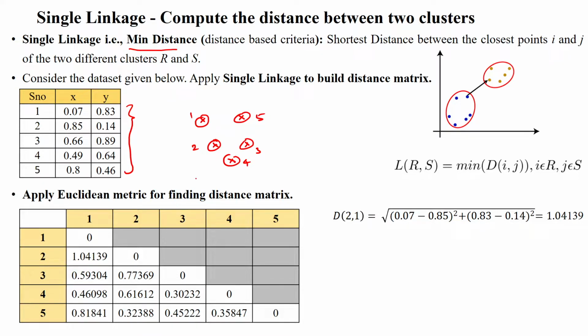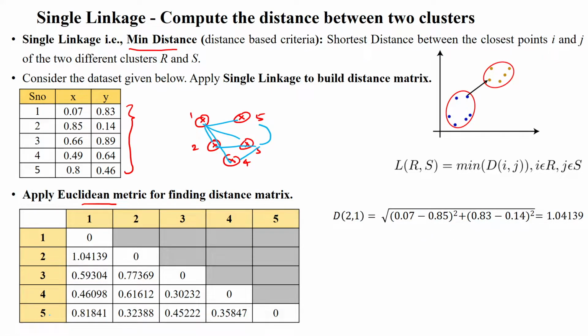Now we will apply the Euclidean distance metric to calculate the distance between each and every data point. So we are going to calculate the distance between 1 and 2, 1 and 3, 1 and 4, and 1 and 5. Like that, 3 to 5, 3 to 4, 3 to 2. 3 to 1 is already calculated, so not needed. So like that we have to do it.